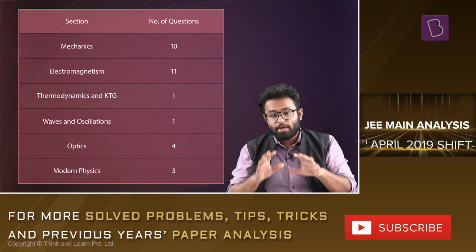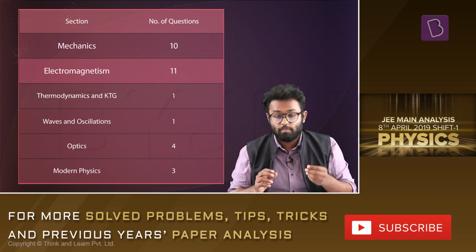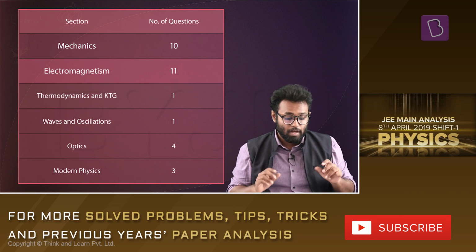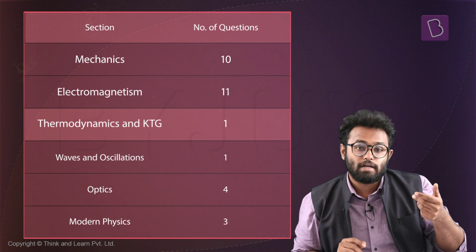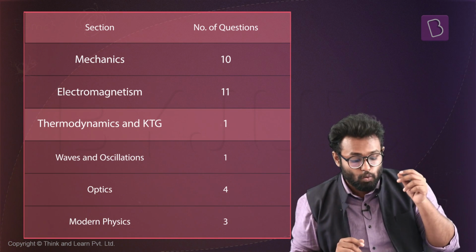All right. So let's talk about the analysis of this paper. Usually mechanics and electromagnetism bear a really good percentage in your paper. So there were in all 10 questions from mechanics and around 11 questions from electromagnetism, which is a large number. Now from thermodynamics and kinetic theory of gases, you have just one question.